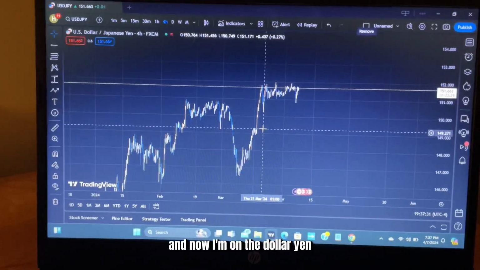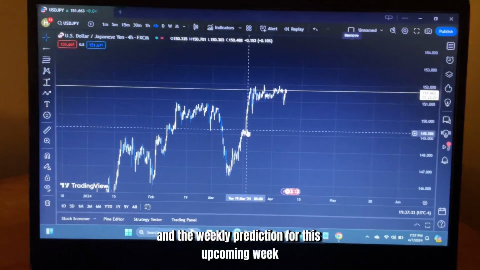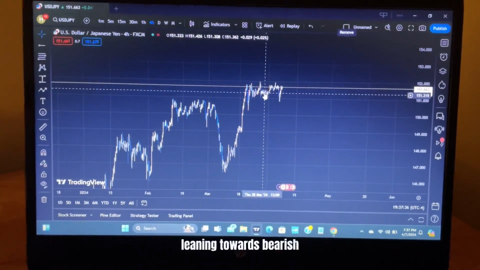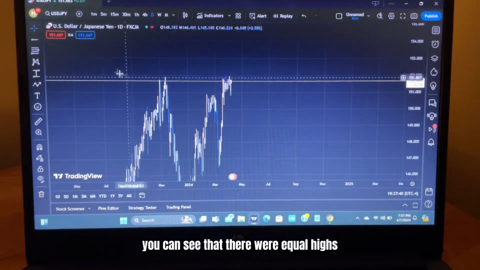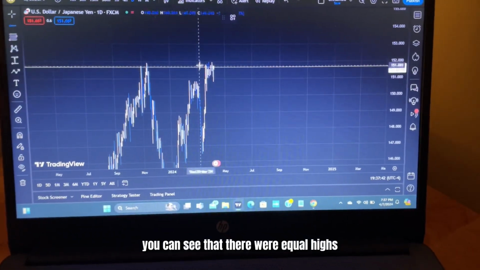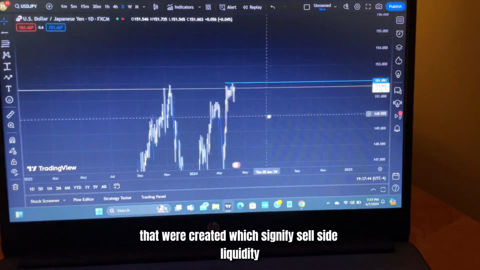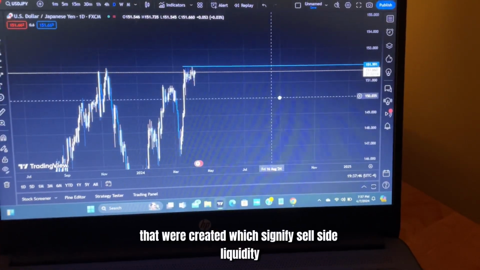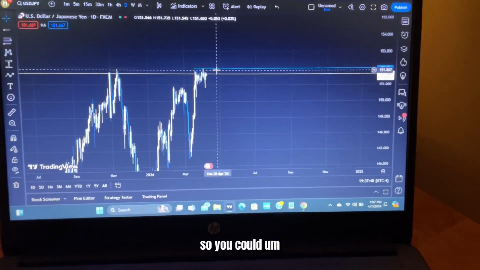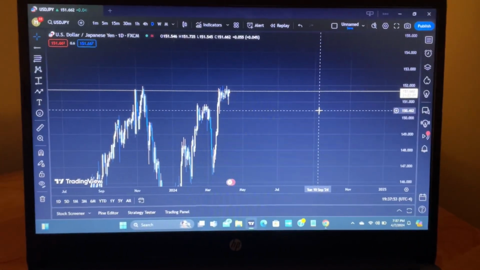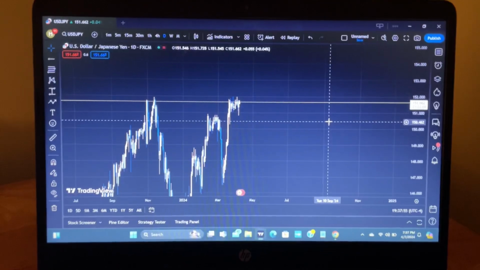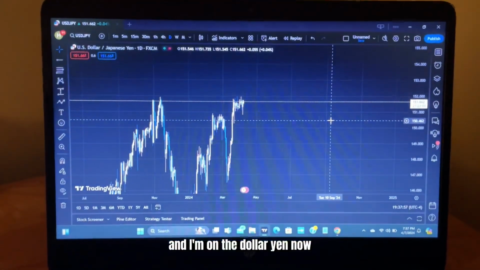And now I'm on the dollar yen, and the weekly prediction for this upcoming week is leaning towards bearish, because if you go on the daily chart, you can see that there were equal highs that were created, which signifies sell side liquidity. So you could... and I'm on the dollar yen now.